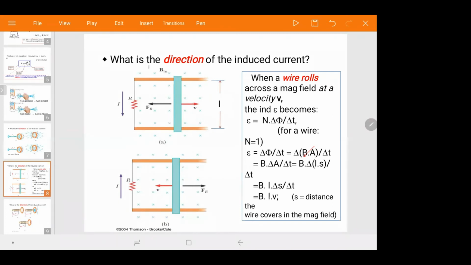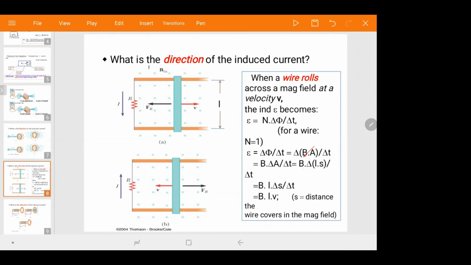But at least the formula BLV, induced EMF, is very simple. Induced EMF is equal to N delta phi over delta T. Delta phi means BA, and you have a single wire, so N is just one. B is not changing, as you see in the magnetic field. The wire is rolling, which means area is changing. So you have delta A over delta T. Area means the length of the wire within the uniform magnetic field times the distance it covers in the magnetic field in some given time.